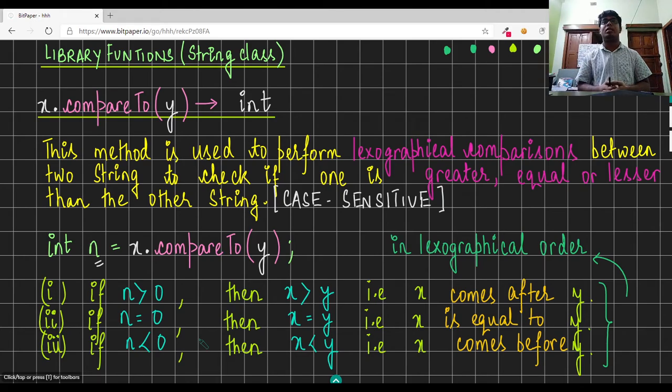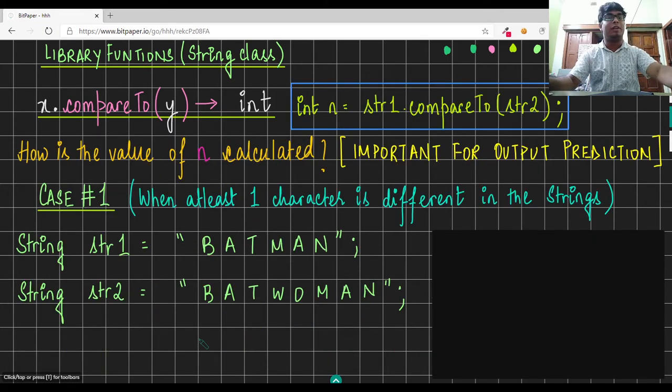All right. Now that the return value of the compareTo function is clear, we must also understand how the value of n is generated. That's our next topic of discussion. This is pretty important for output prediction. Now, there can be two cases in which compareTo can work. Let's discuss the first case. The first case is when at least one character is different between the two strings.